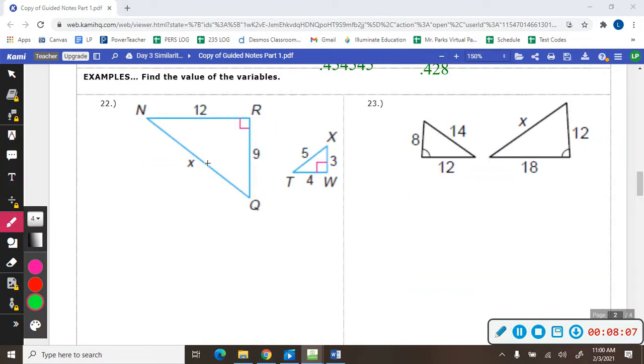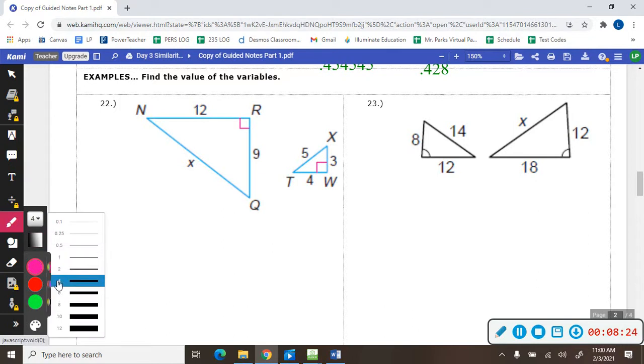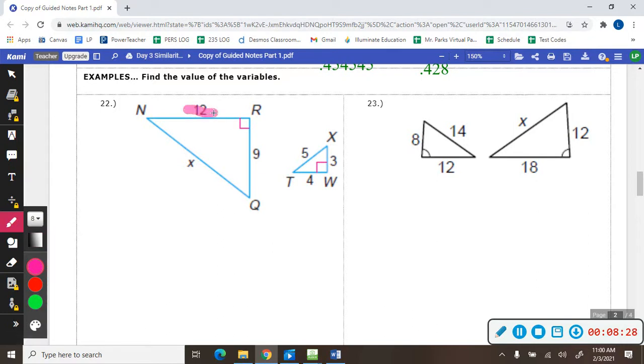Now, number 22, find the value of the variables. And so I guess we're going to assume that these are similar. And sometimes it helps just to kind of know what match up. And so sometimes I like to color code it, and I know that if this is 12, which one does it go to?